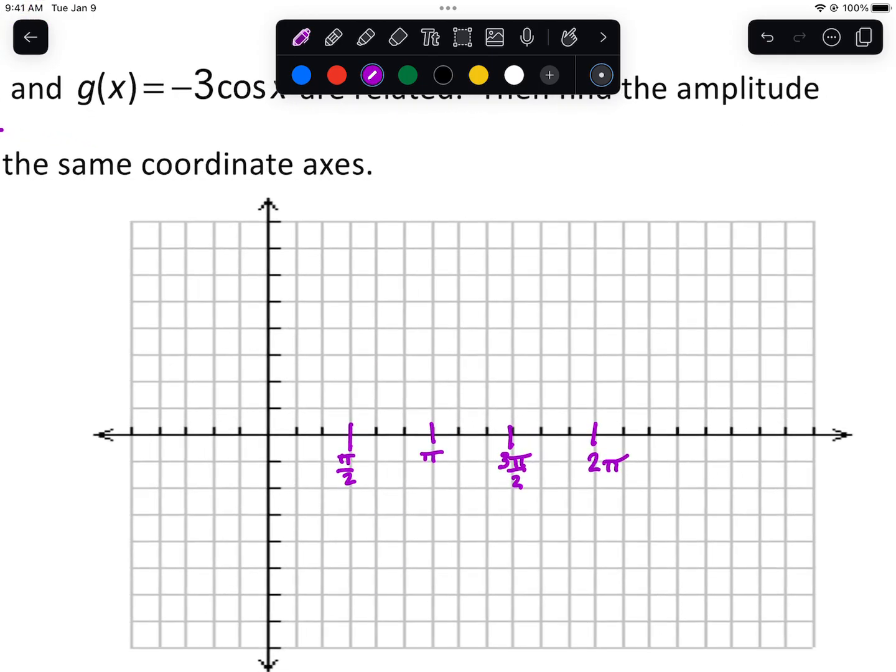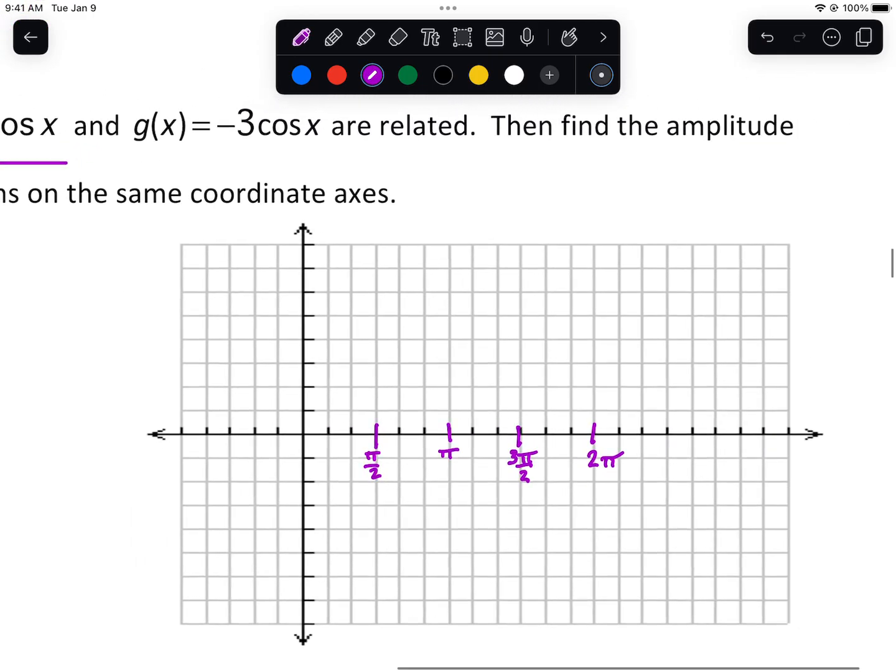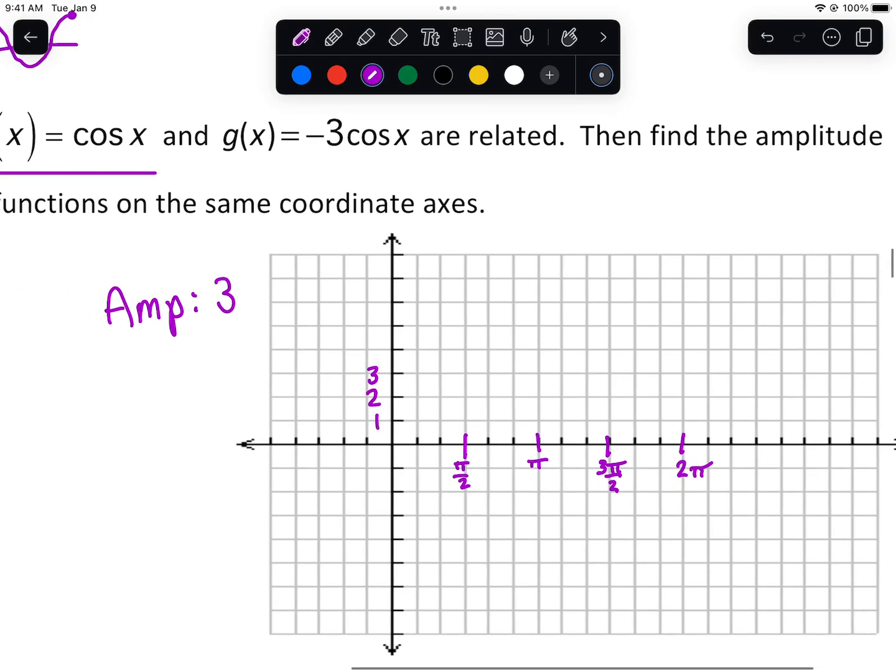So with this one, we're going to have a vertical stretch here. Here's what I'm going to do. I'm going to call this 1 and then 2 and then 3 because we're going to have that vertical stretch, or that amplitude. The amplitude technically is regular 3, but then you also have the negative, so that will do a reflection across the x-axis.